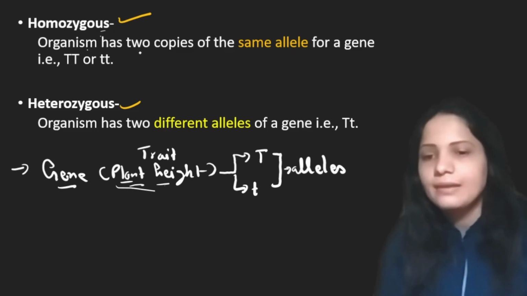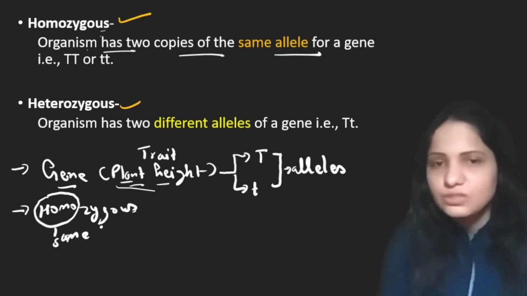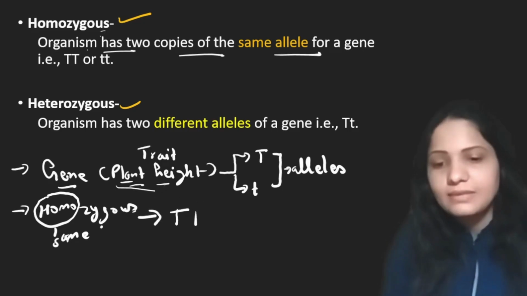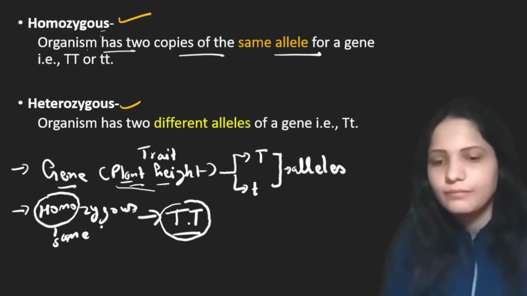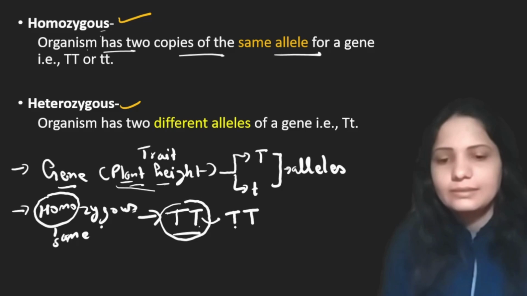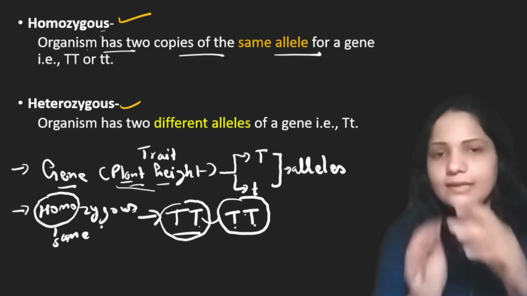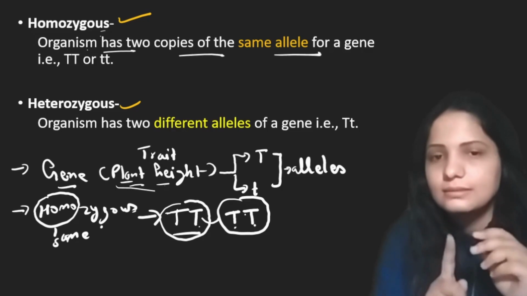Homozygous is when the organism has two copies of the same allele for a gene. Homozygous condition: homo means same. In case of the homozygous condition, an organism will have the same type of allele in its cell. Whenever you find this double T, what does it denote? It denotes that this cell has capital T and capital T, both the same type of alleles. If a cell contains the same type of alleles for a trait, then that will be considered homozygous.